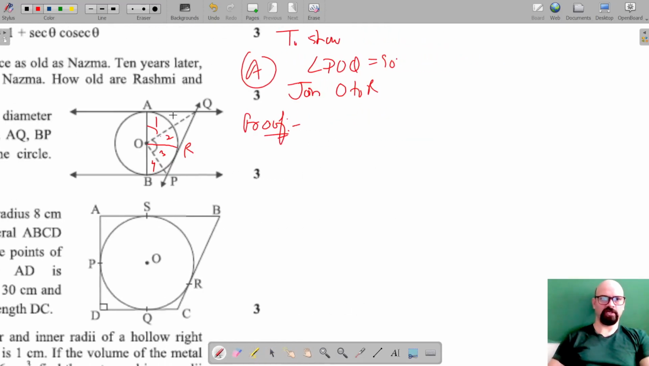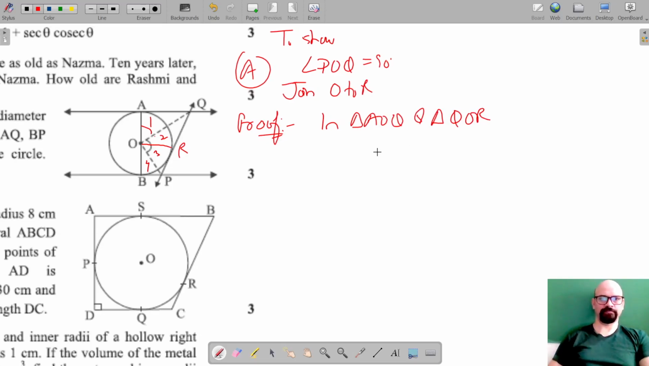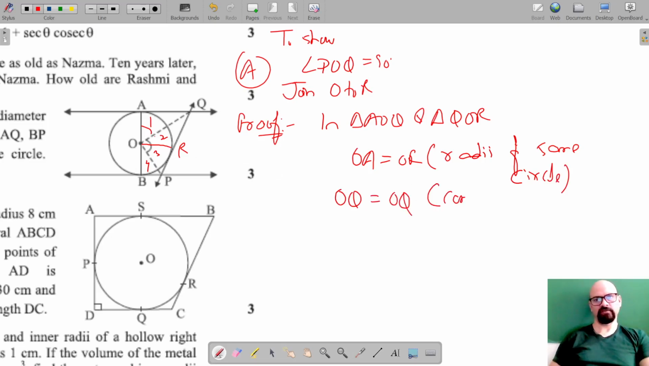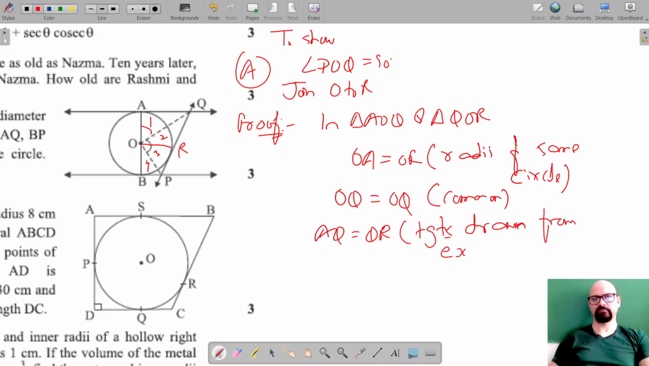Now let's consider these triangles AOQ. So in triangle AOQ and triangle QOR, OA is equal to OR, these being the radii of the same circle. Now OQ is equal to OQ, this is common. And AQ is equal to QR because tangents drawn from an external point to a circle are equal, which is the second theorem of the circle chapter.